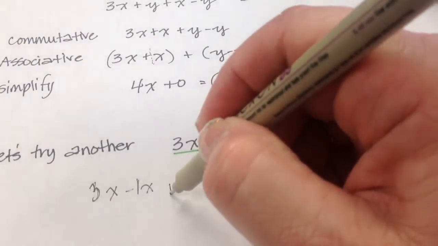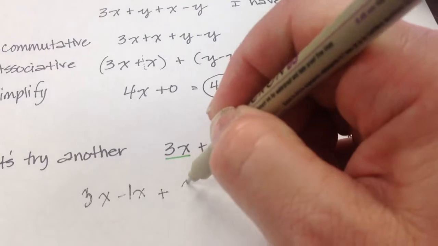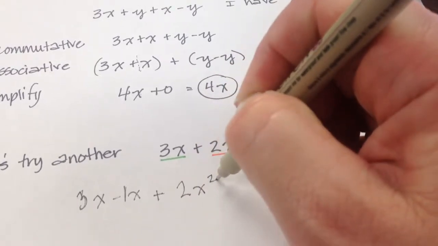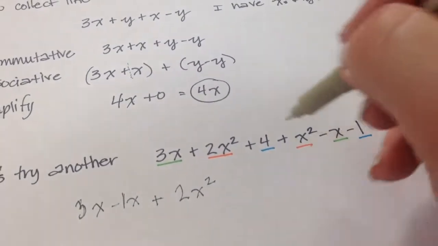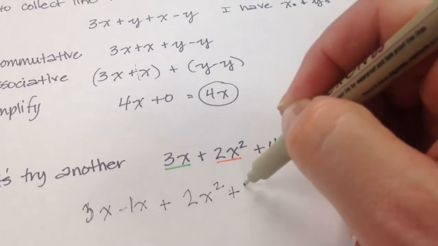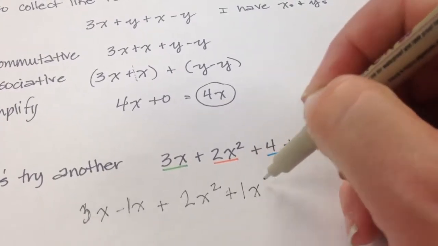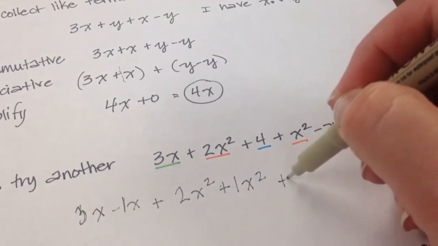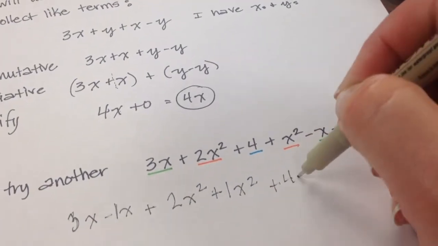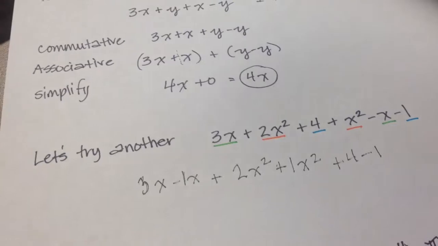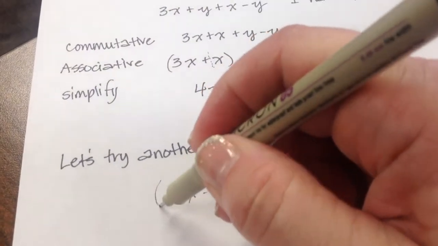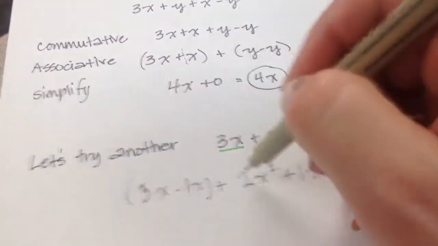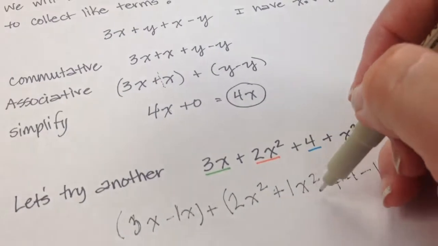Plus, now I'm going to do the x squared. 2x squared, do I have any more x squared? Yes, plus, and just put 1 there if it helps you, 1x squared, plus 4 minus 1. Now let's use our associative property and just group them together so our brain doesn't go into a spasm at all.